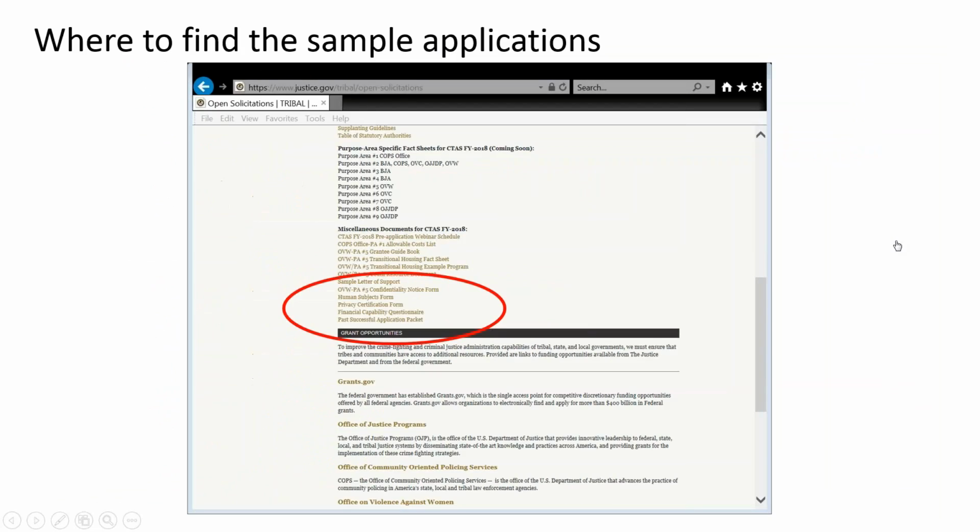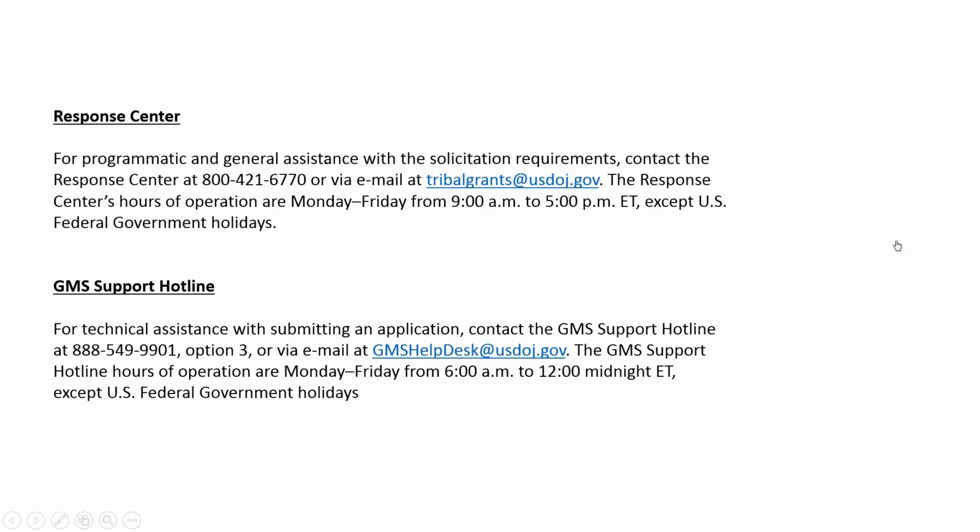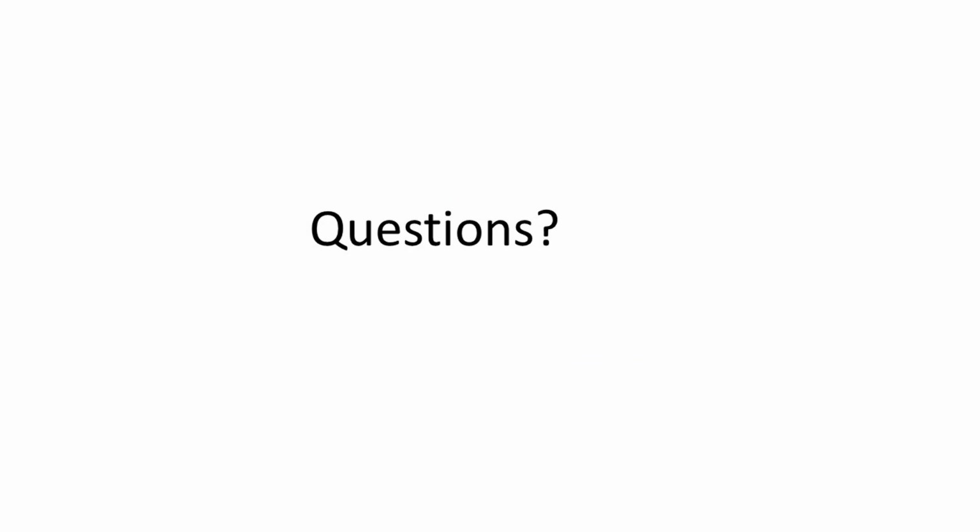Real quick here, this is the website that I was talking to you about as far as where all the grant application information is. If you have any issues, questions, concerns, you want to contact the response center. That information is in your application, it's in the solicitation. There's a GMS helpline, so if you're having problems specific to the grants management system, that's the hotline that you'll want to connect with, and their hours are listed here on the website.